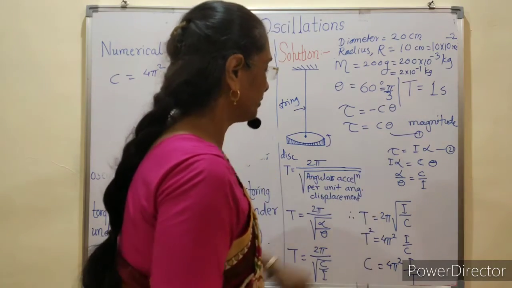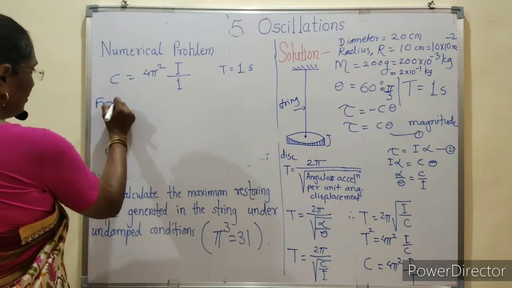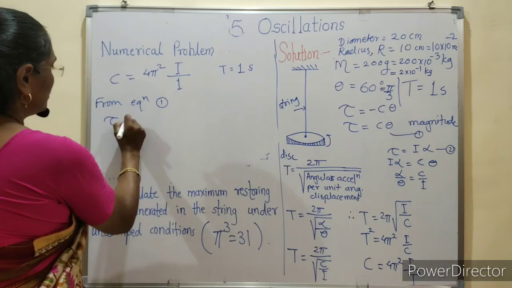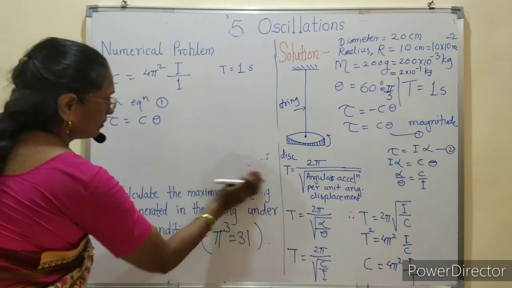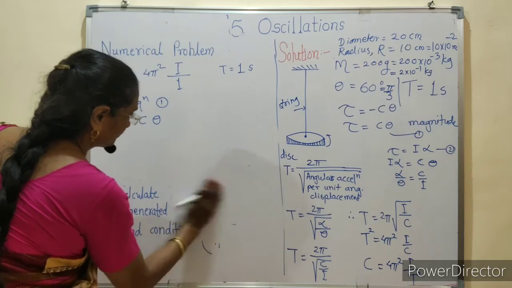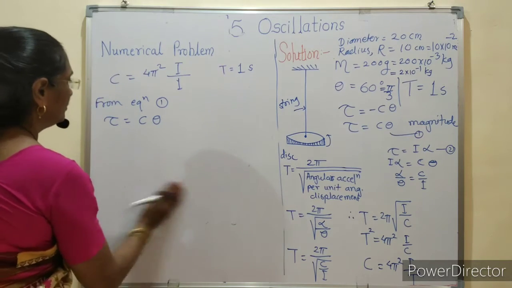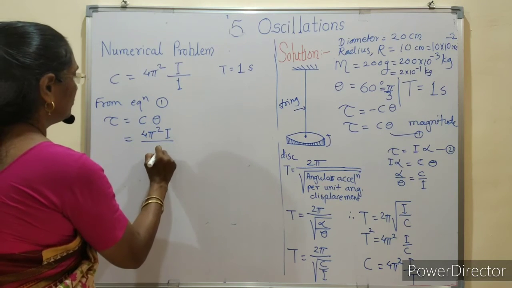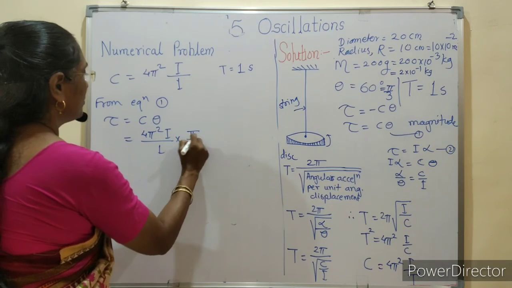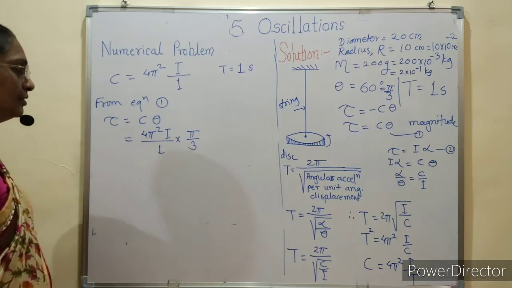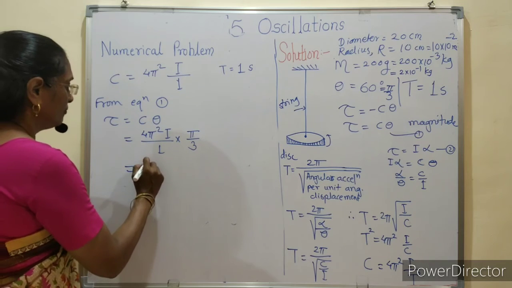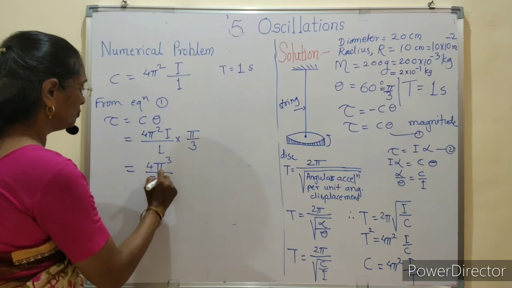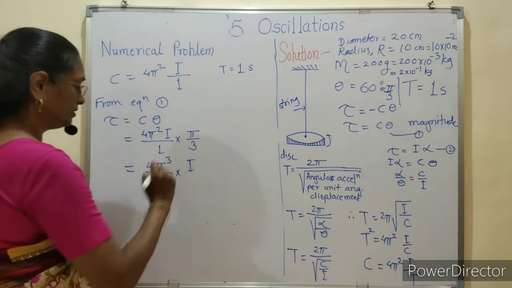From equation 1, tau is equal to C theta. Here C is 4 pi square I divided by 1, into theta, which is pi by 3. So we get 4 pi cube upon 3 into 1, multiplied by I.